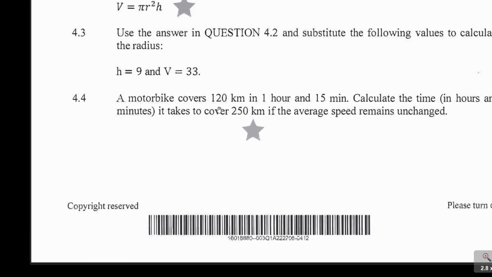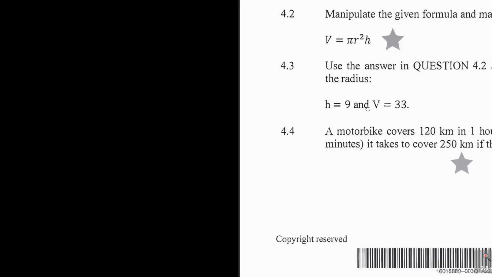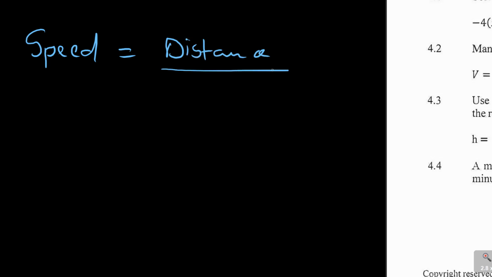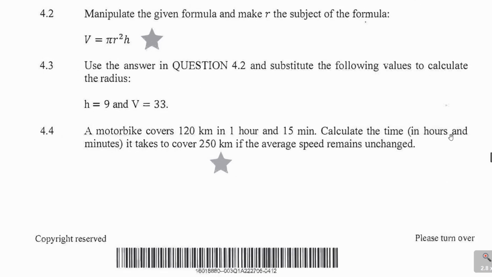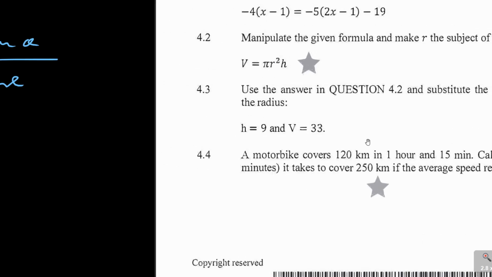So from here, it's distance and time. So what can we calculate? We can calculate actually speed. Remember the formula. What does it say? It says speed is equal to what? Distance over time. That's an important formula there, because they're talking about speed and time. I mean distance and time. Then calculate the time in hours and minutes it takes to cover 250 kilometers if the average speed remains unchanged. You see, they're talking about speed there. So let's first do a few things here.